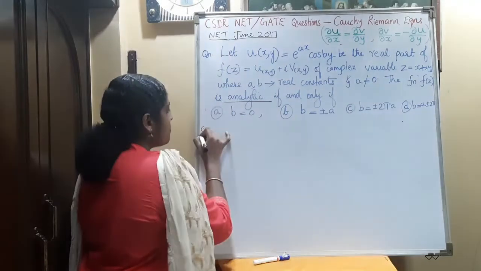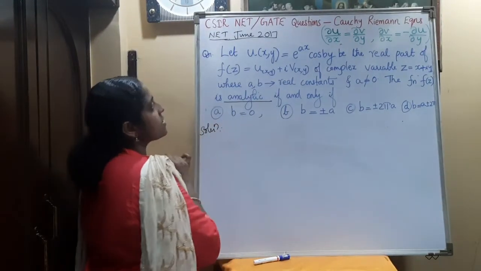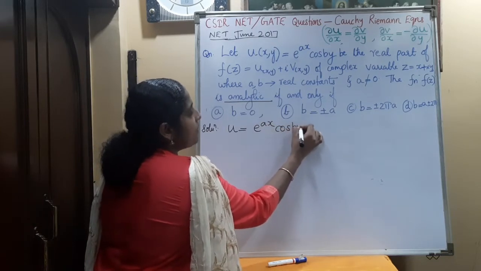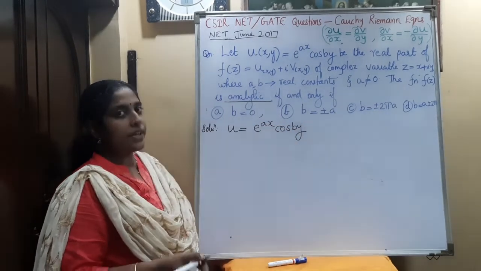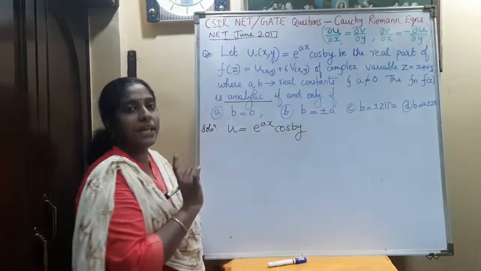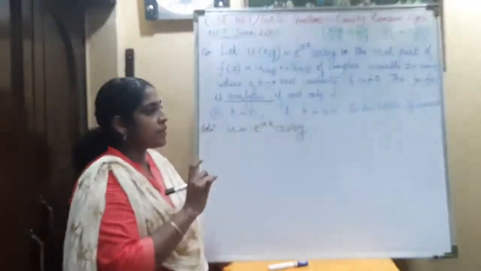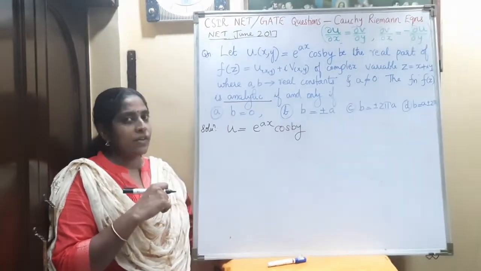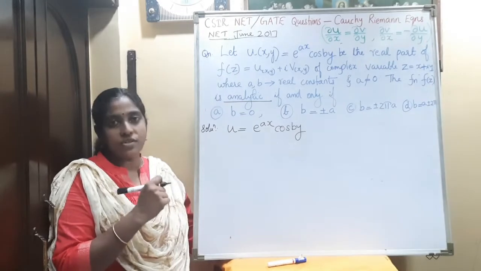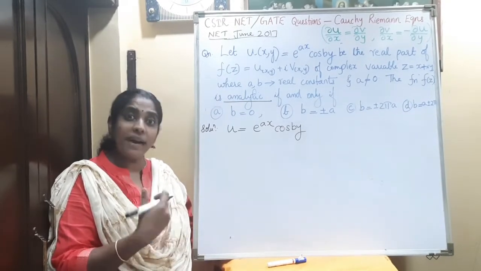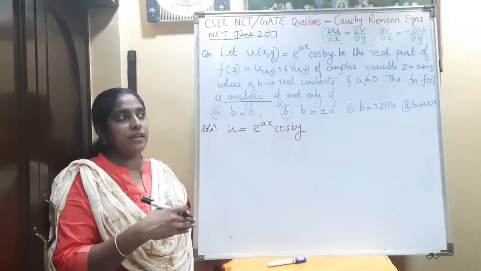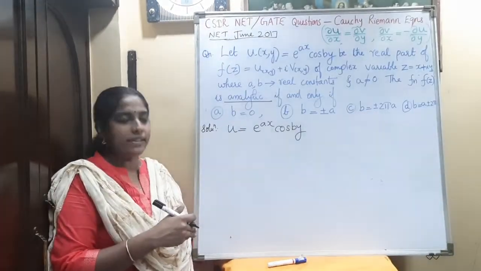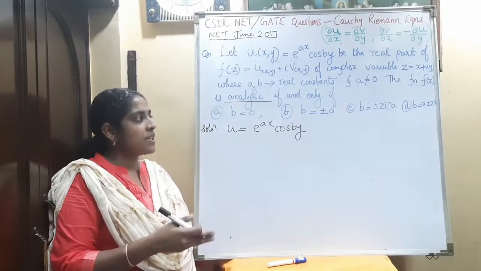First of all, we can write what is given in the question. u is equal to e raised to ax cos by. We have to find the relation between b and a. In order to find the relation between b and a, we can apply the Cauchy Riemann conditions. For that, first we have to find the imaginary part, and check which equation will obey this relation between b and a. So instead of that, we can use an easy method.